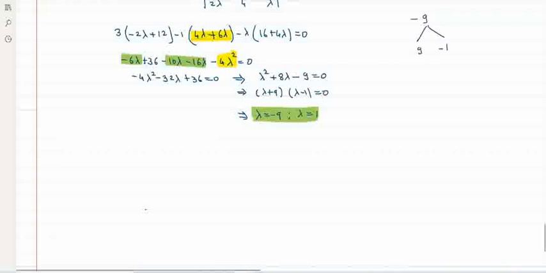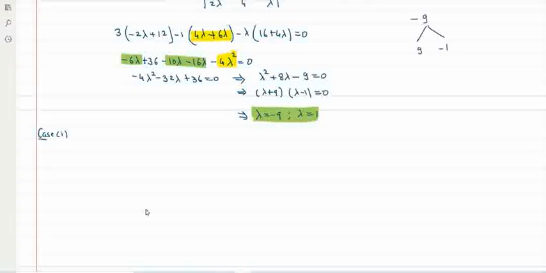Okay. Case number 1 I will discuss. Case number 2 you can complete as a homework. This is the end for the topic. Case number 1. Let lambda is equal to minus 9.